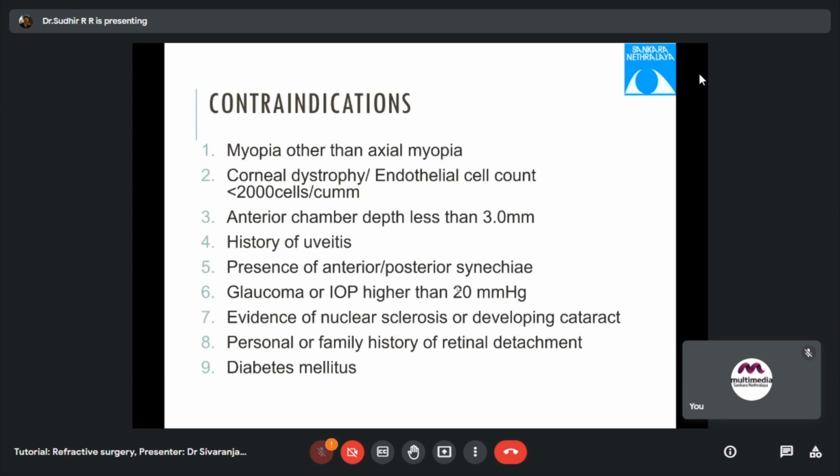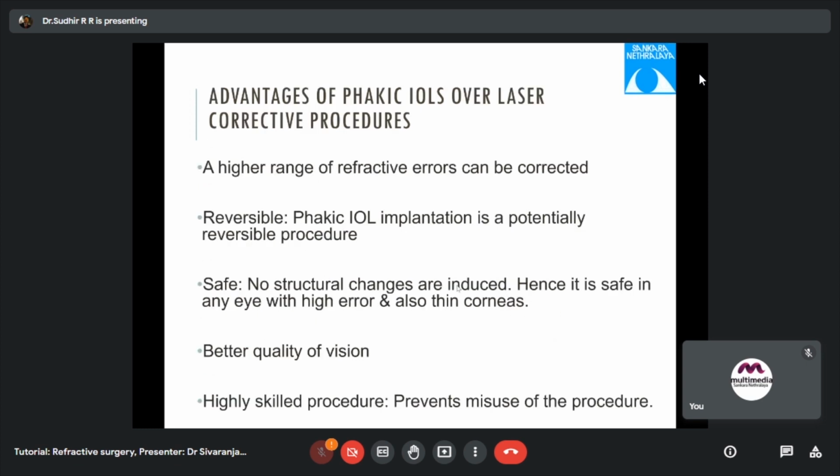Contraindications for phakic IOLs include myopia other than axial myopia, corneal dystrophy or endothelial cell count less than 2000, anterior chamber depth less than 3 mm, history of uveitis, presence of anterior posterior synechiae, glaucoma or IOP more than 20, evidence of nuclear sclerosis or developing cataract, personal or family history of retinal detachment, and diabetes mellitus. So these are very important. You need to look into all these things.